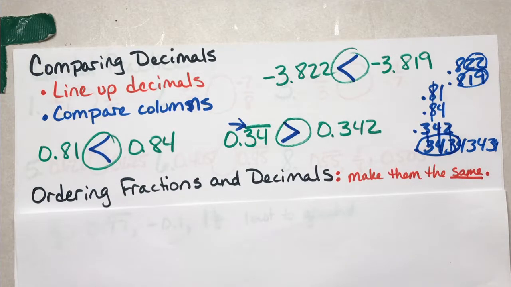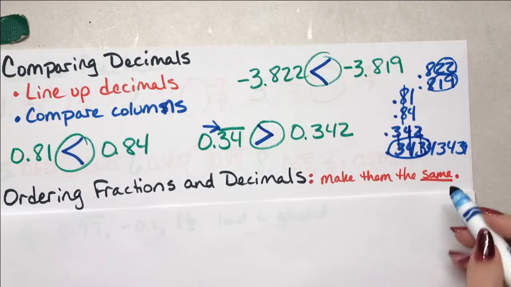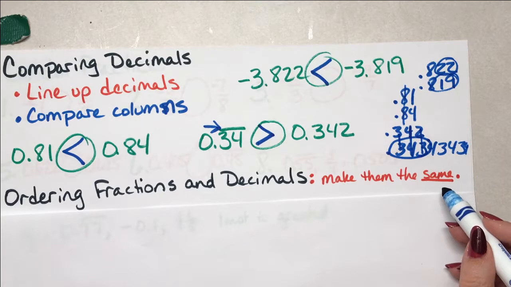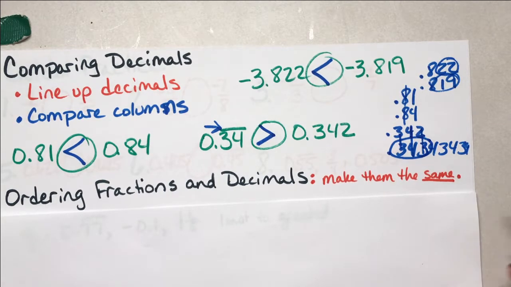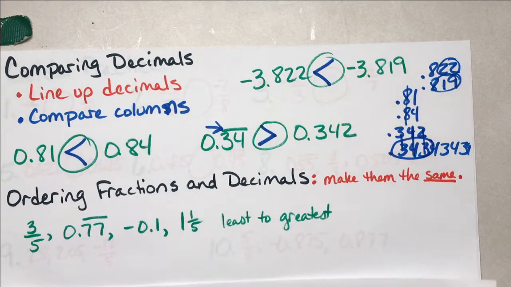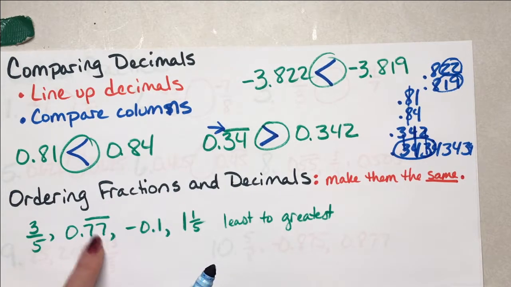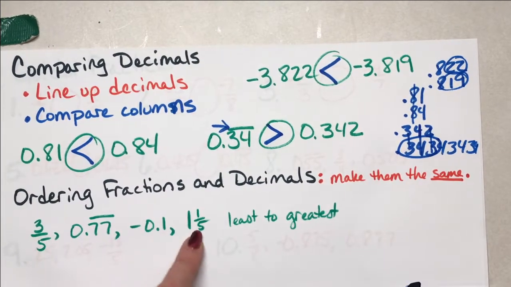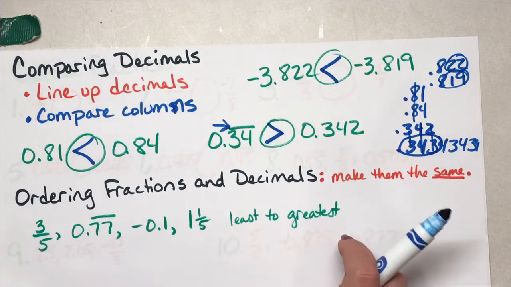When you are asked to order fractions and decimals and they mix them up, your job is to make them the same before you go any farther. You can't compare them unless they're the same thing or they're obvious. So our example here, 3/5, 0.77 repeating, negative 0.1, and 1 1/5, least to greatest.